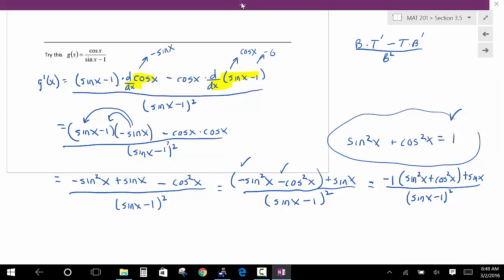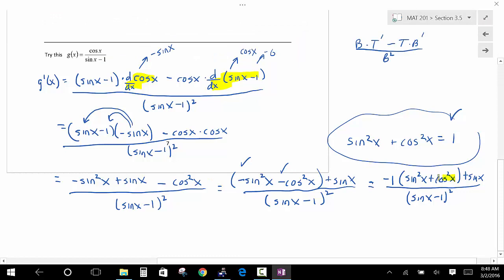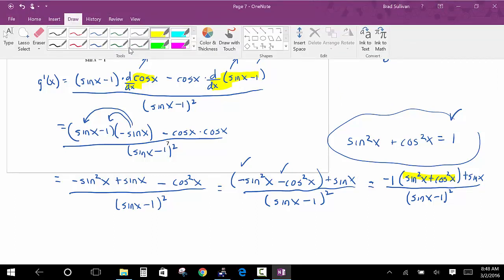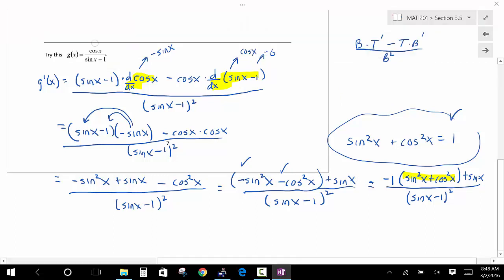Now what's the value of that? That's 1, so that's going to be 1 times negative 1, which is negative 1. This problem has a lot of algebra in it. So this is now negative 1 plus sine x all over sine x minus 1 squared. And this problem is not done yet. What do you notice about the top and bottom? They're almost the same.